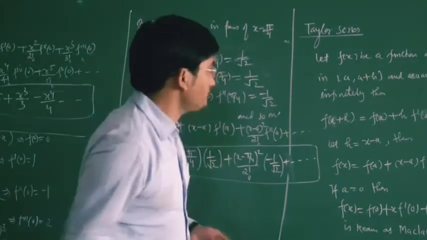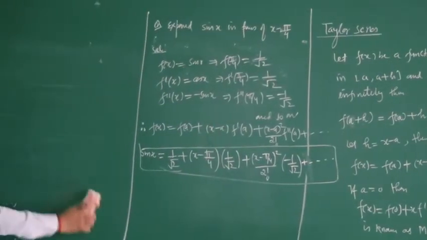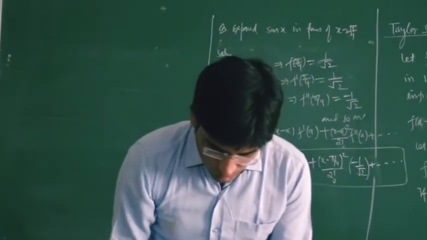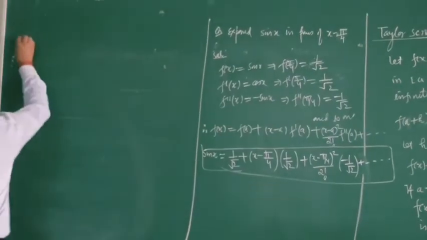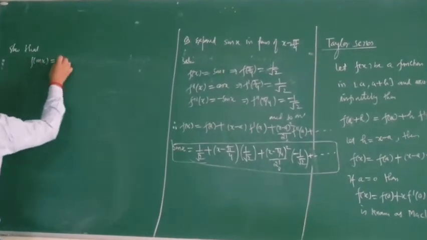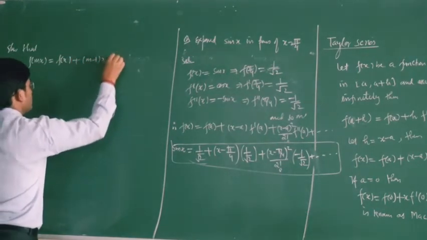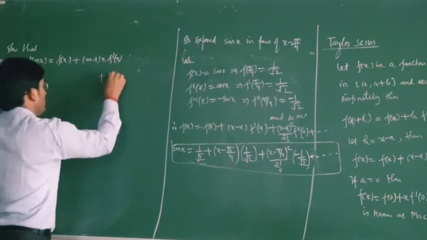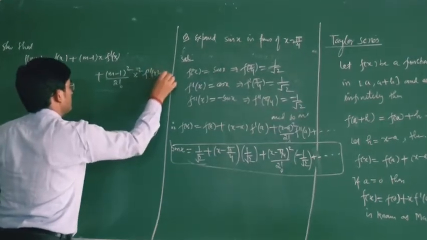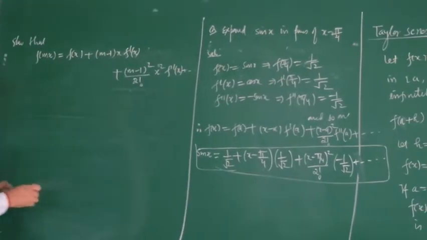The next question: show that f(mx) is equal to f(x) plus (m minus 1) x f dash x, then we can have (m minus 1) whole square upon factorial 2 x square f double dash x, and so on. Let us prove this result where m is any number which can be positive or negative. So solution.